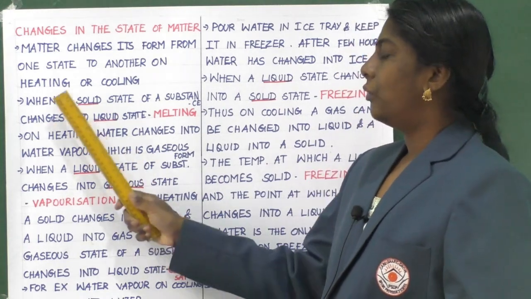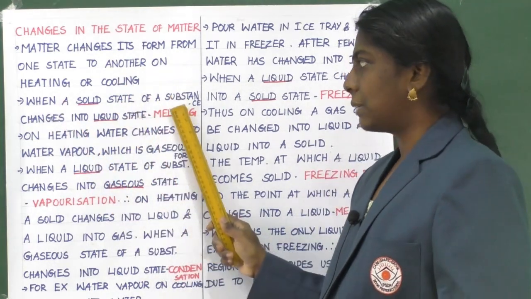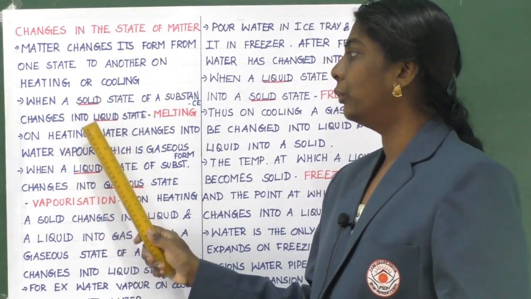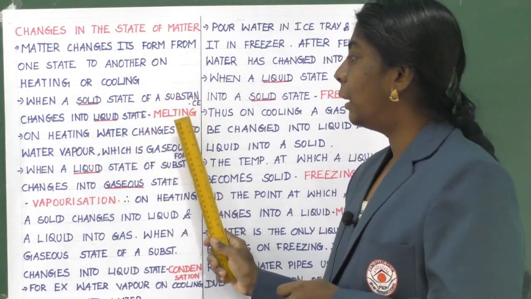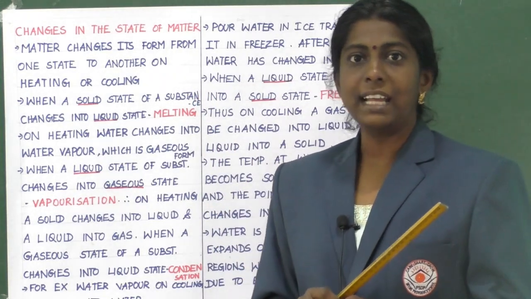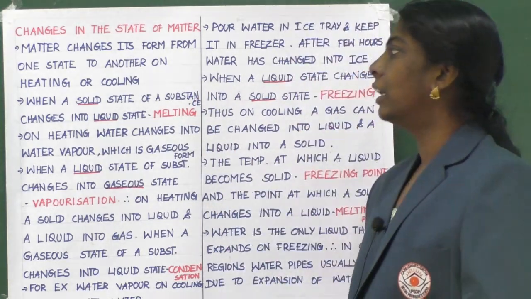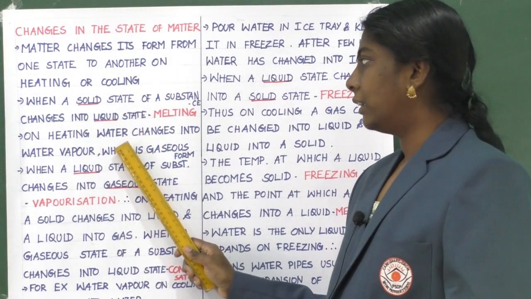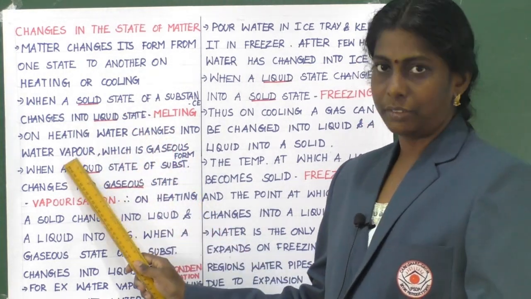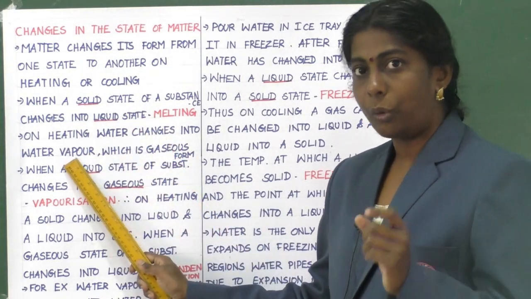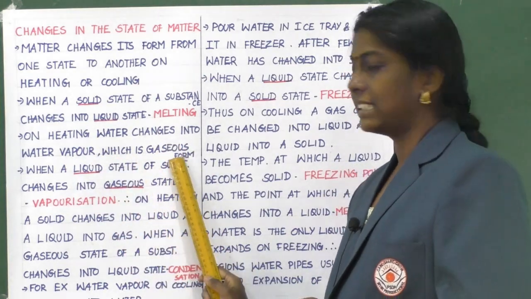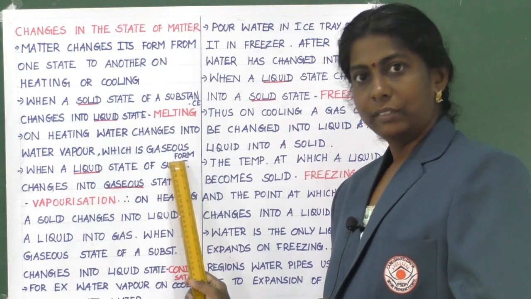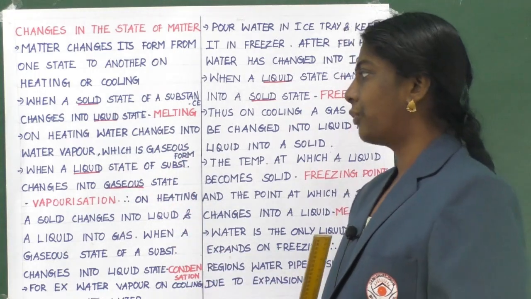Clear? Then, when a solid state of a substance changes into liquid state, it is termed as melting. It is said to be melting. Okay. On heating, water changes into water vapor, which is gaseous form. Is it not? It is changed to a gaseous form.